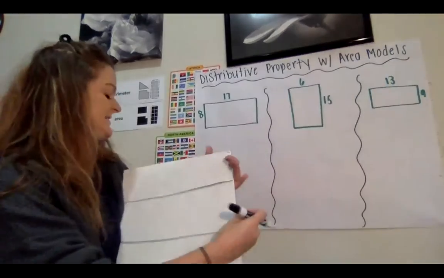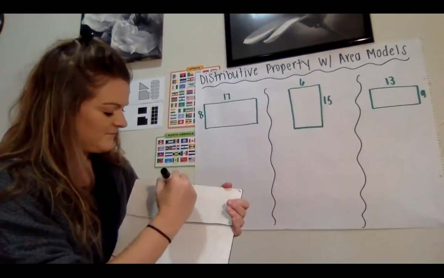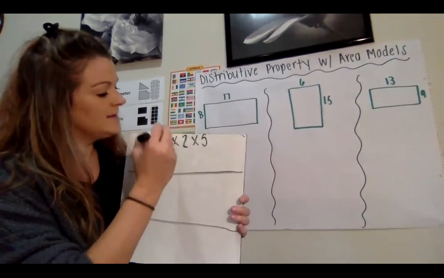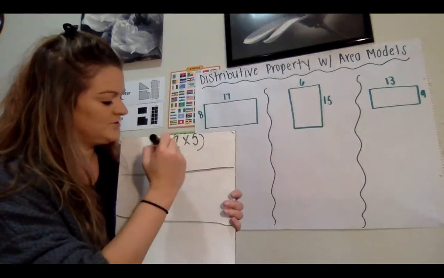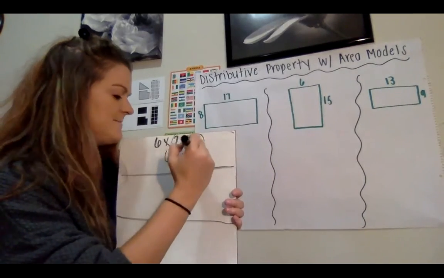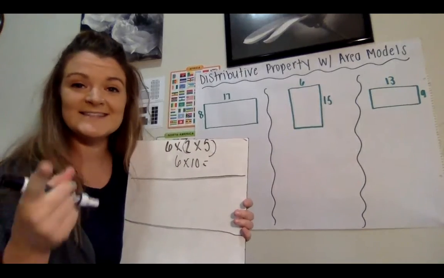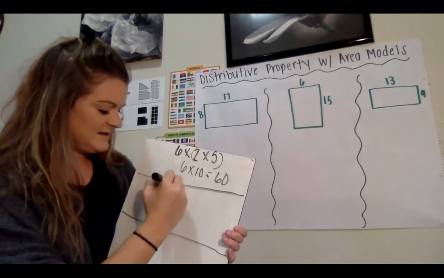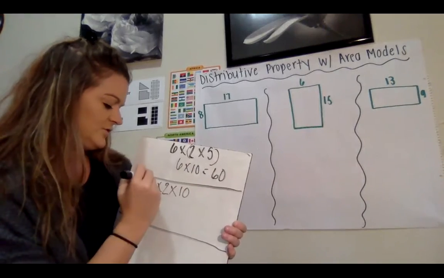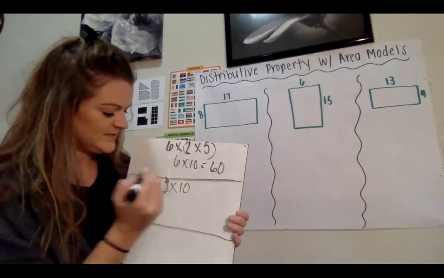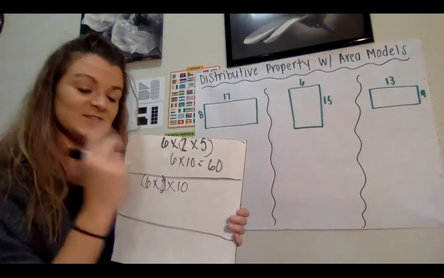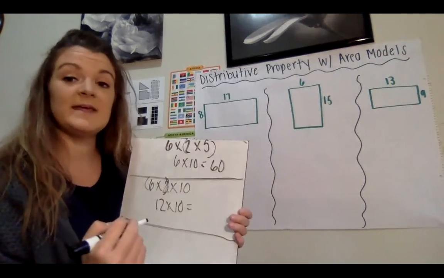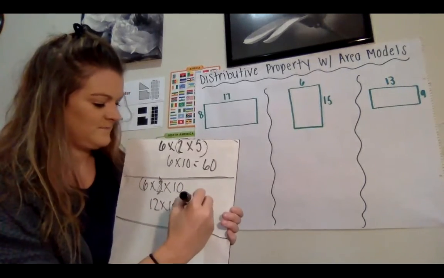This time, 6 times 2 times 5. Let's group 2 times 5, which makes 6 times 10. 6 times 10, that's easy, that's 60. All right, let's try another way. 6 times 2 times 10. Let's group 6 times 2. We know 6 times 2 is 12 times 10. 12 times 10 makes 120.